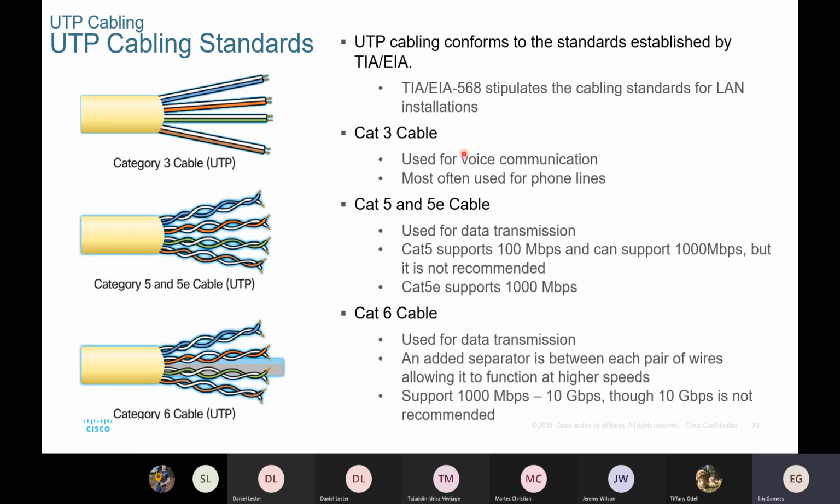So of course, the higher the category, the better the cable. The higher the frequency, or the higher the transmission rate that I can use. But also the more expensive the cable is. Of course, a cable of category 3 is much, much cheaper than a cable of category 6.